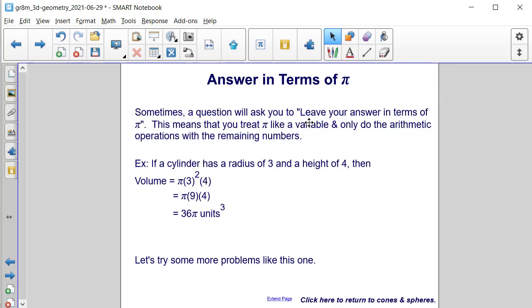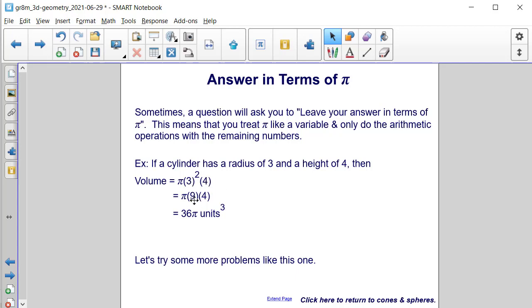Sometimes a question will ask you to leave your answer in terms of pi. This means that you treat pi like a variable and only do the arithmetic operations with the remaining numbers in the formula. For example, if a cylinder has a radius of 3 and a height of 4, then its volume will be equal to pi times the radius of 3 squared times the height of 4.